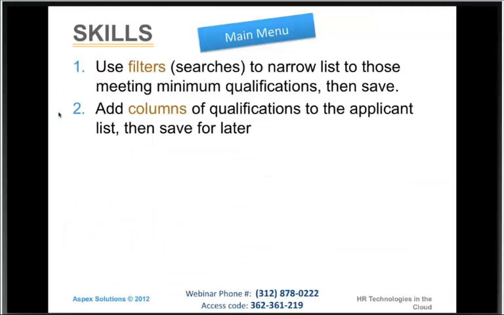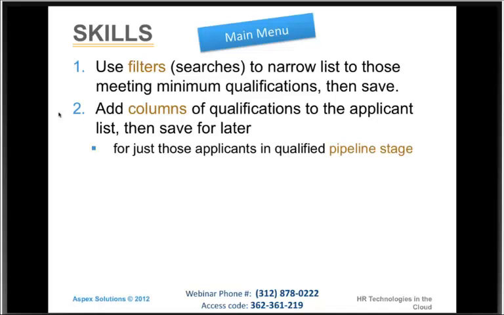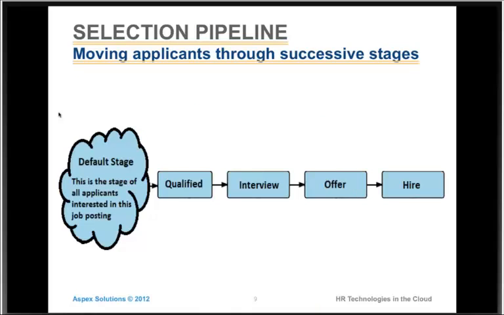Let's move on now and let's learn to add columns of qualifications to the applicant list and then save those for later use. And I want to do this for just those applicants in the qualified pipeline stage. So here's that idea of the pipeline stage, and your district may be using that, especially if they're doing screening of applicants in the central office and only releasing or forwarding those who meet those criteria to you for your review. So I need to begin this by just explaining this pipeline stage idea.